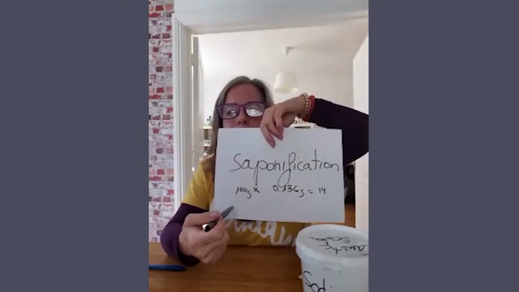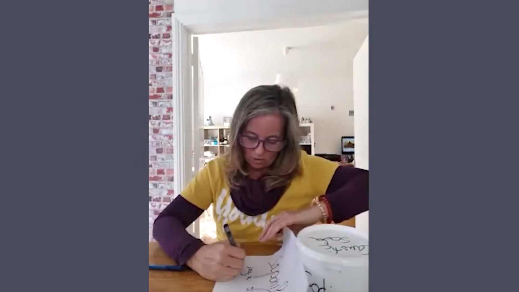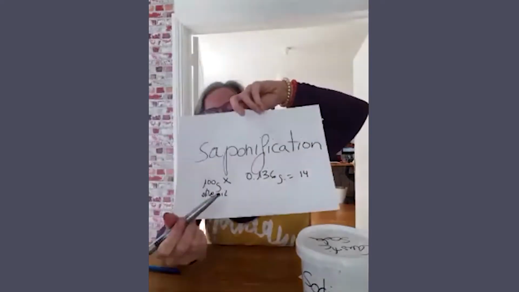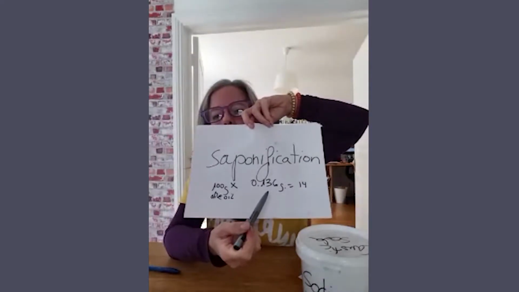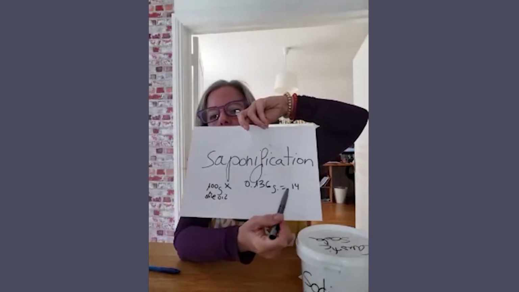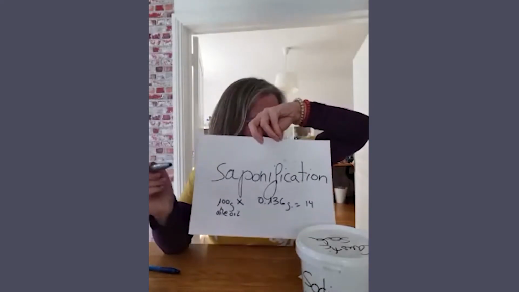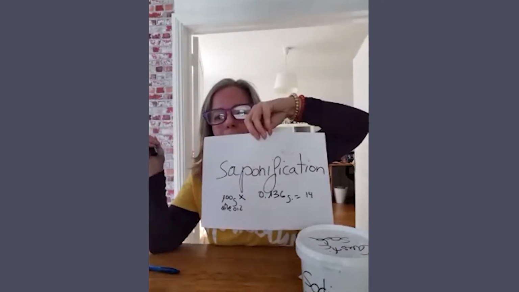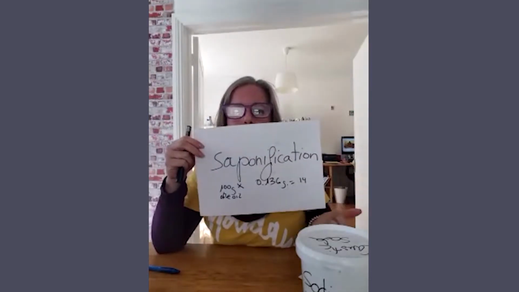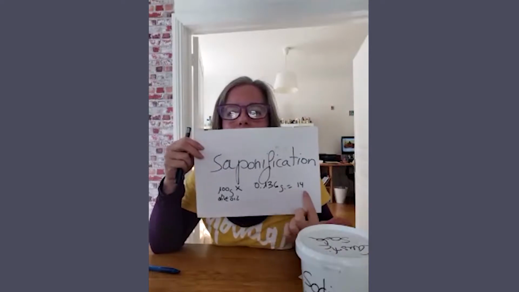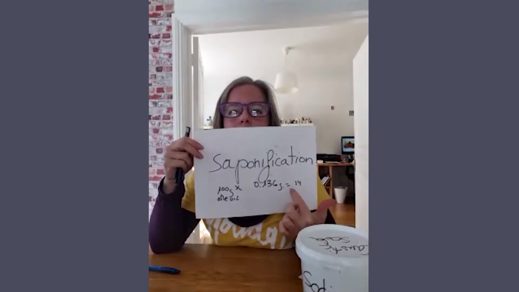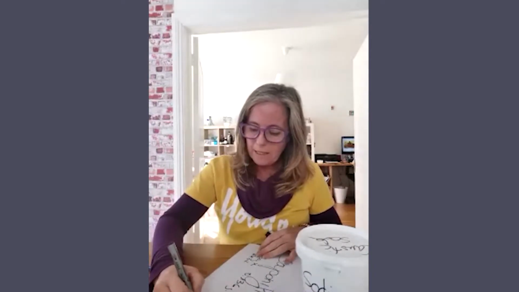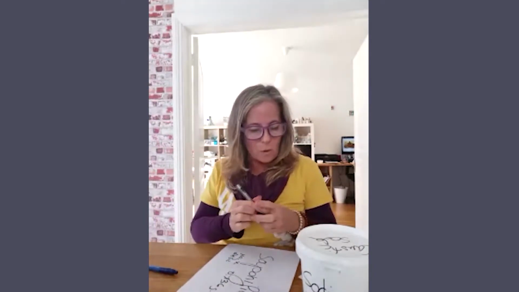So 100 grams of olive oil, sorry, I'm going to put it here, olive oil, so it's clear. Multiply 0.136, it gives me 14 or maybe 13 point something. But okay, forget about the decimal for the moment. So that means that I need this amount of sodium hydroxide. Is everyone following? Because I feel like a school teacher here.